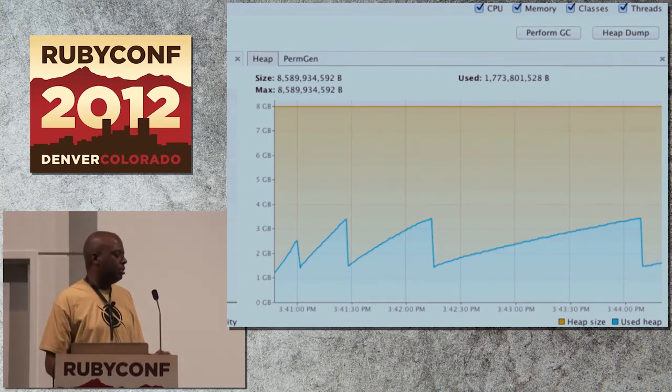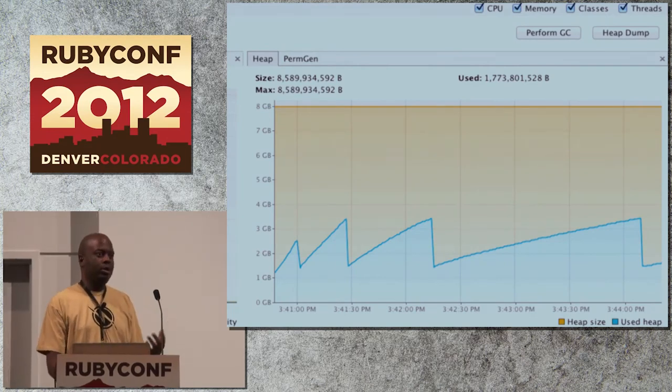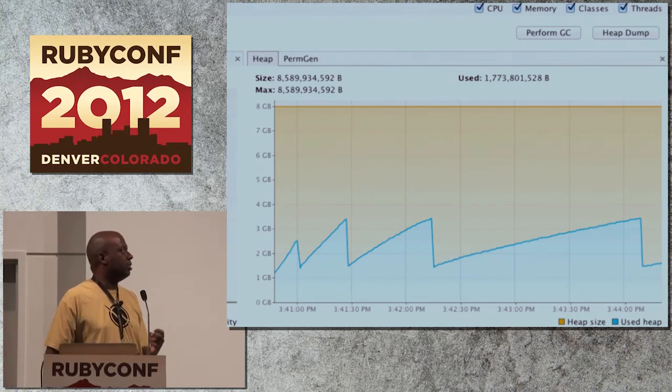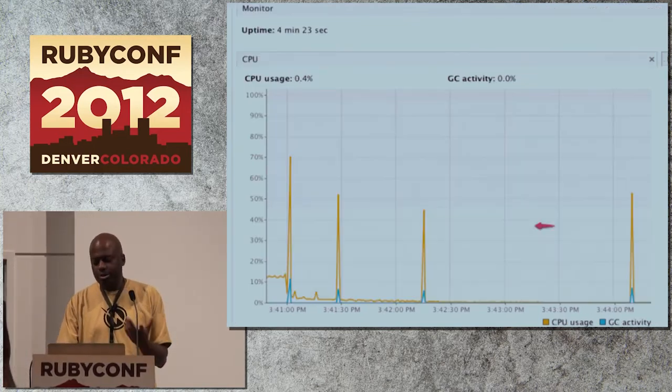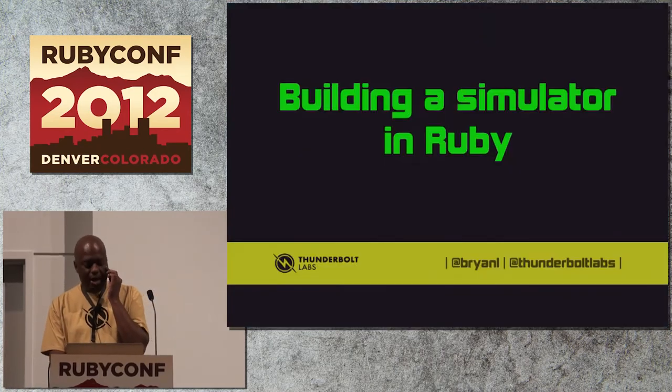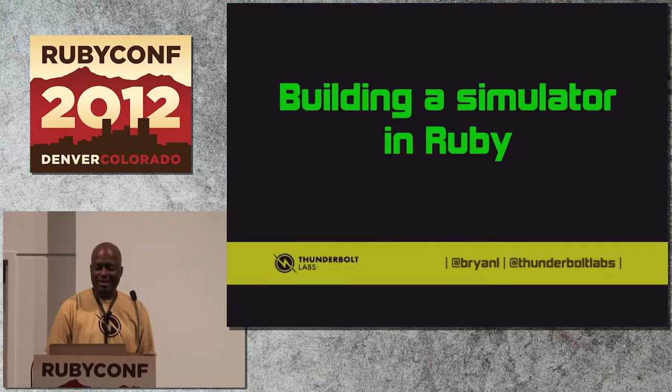So this is a little reminder for Ruby code. We can leak memory like crazy in Ruby code. Rails proves it every single day. So once again, the other side of that graph. I've been talking for a while, and I haven't talked about building a simulator yet.